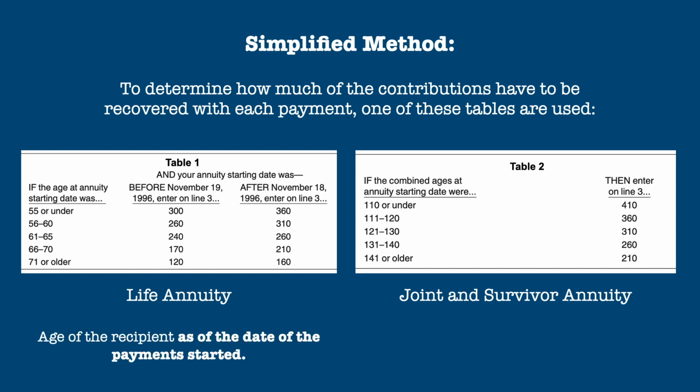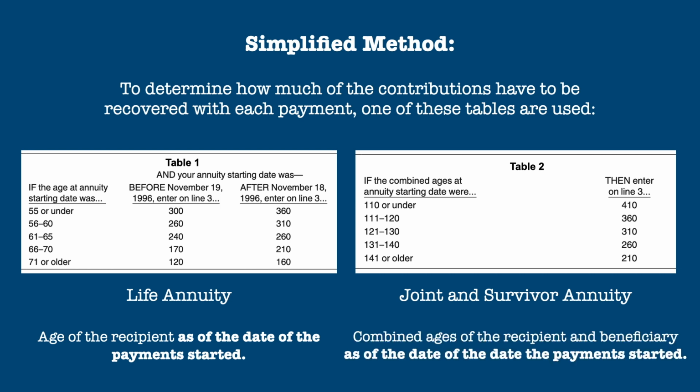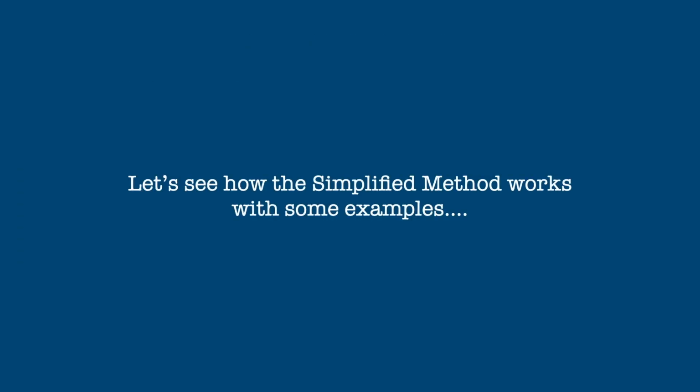Table 1 uses the age of the recipient as of the date the payment started, and Table 2 uses the combined ages of the recipient and beneficiary as of the date the payment started to determine the number of months over which the contributions must be recovered. Let's see how the Simplified method works with some examples.